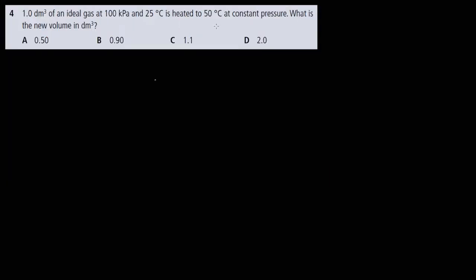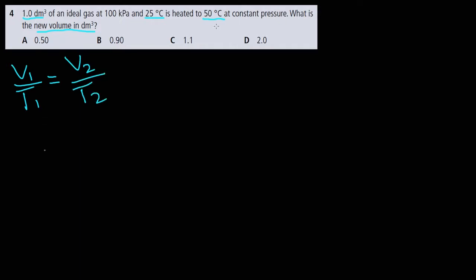1 cubic decimeter of an ideal gas at 100 kilopascals and 25 degrees Celsius is heated to 50 degrees Celsius at constant pressure. What is the new volume in cubic decimeters? So what should stick out to us here is an initial volume, an initial temperature, a final temperature, and a final volume. So since we have volume and temperature, and a shift in one of them, we may want to use Charles' law, which relates volume and temperature together when you change one.